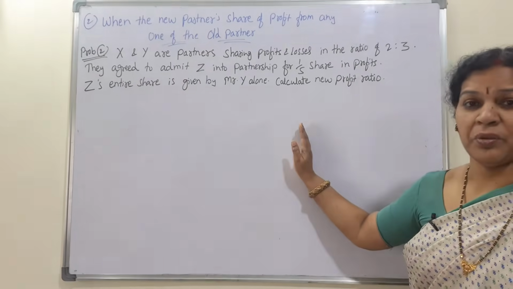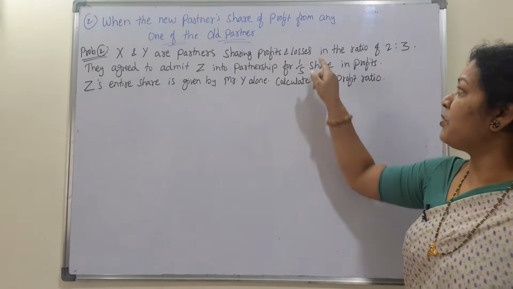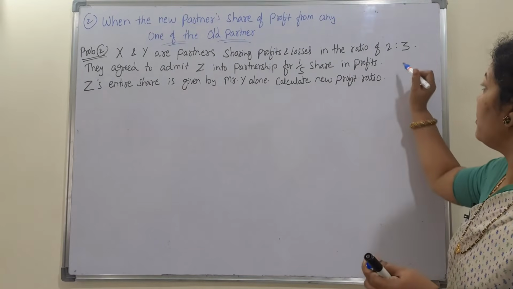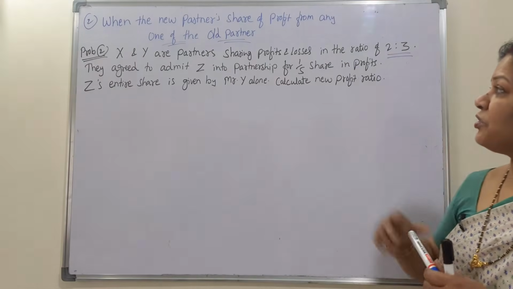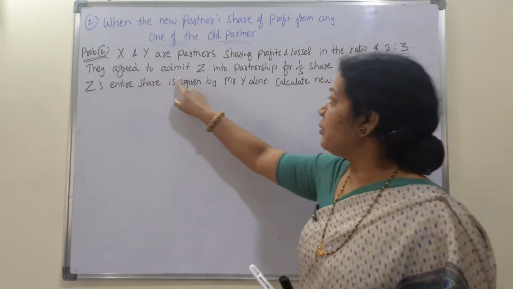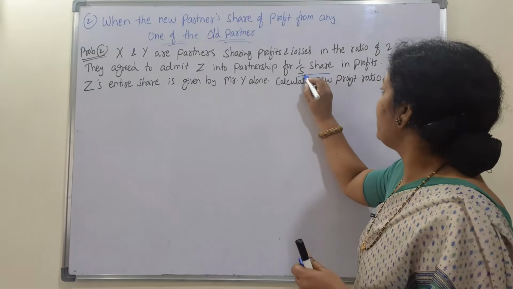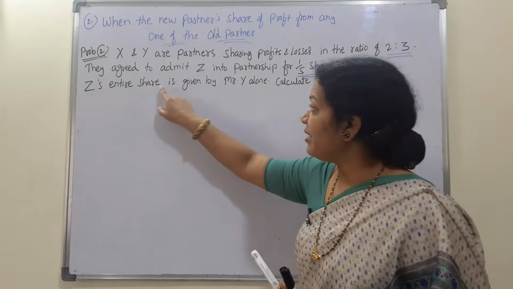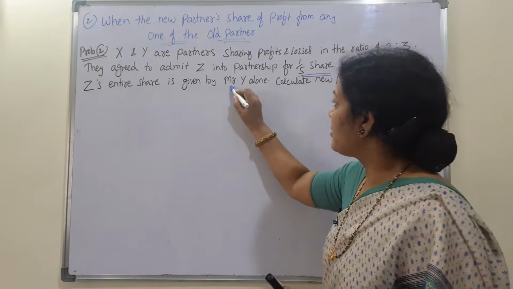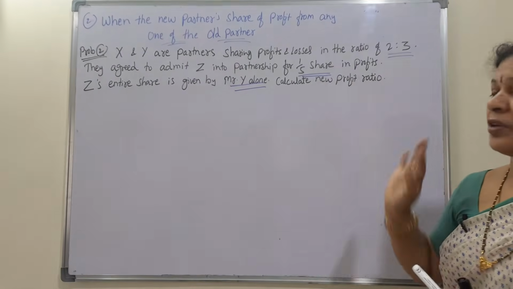Here is a small problem. Second problem we are doing. X and Y are partners sharing profits and losses in the ratio of 2:3. They agreed to admit Z into partnership for 1/5 share in profits, and Z's entire share is given by Y alone. Calculate the new profit ratio.